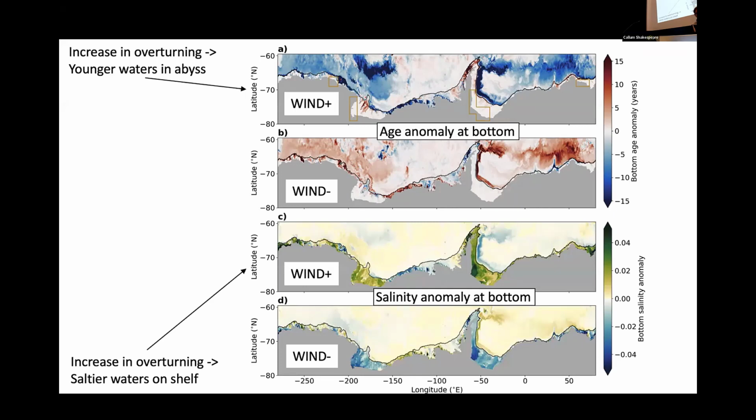Okay, and salinity is in agreement with what we just said before. So generally, as we increase the winds, we get higher salinity on the shelf, which makes sense with our decrease in steric sea level over the longer term.